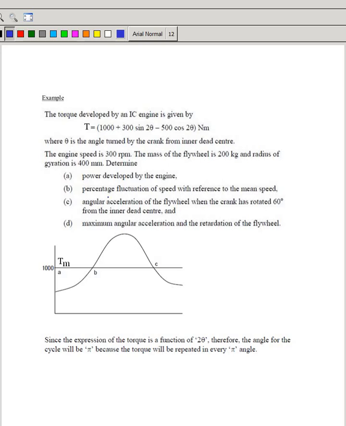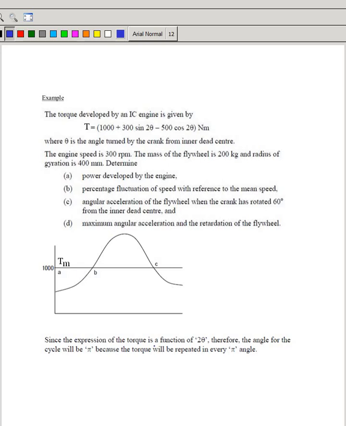Find the power developed by the engine, percentage fluctuation of speed with reference to the mean speed, angular acceleration of the flywheel when the crank has rotated 60 degrees from the inner dead center, that is theta equal to 60 degree, and maximum angular acceleration and retardation of the flywheel.